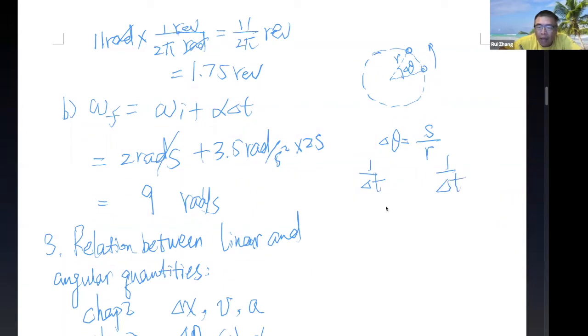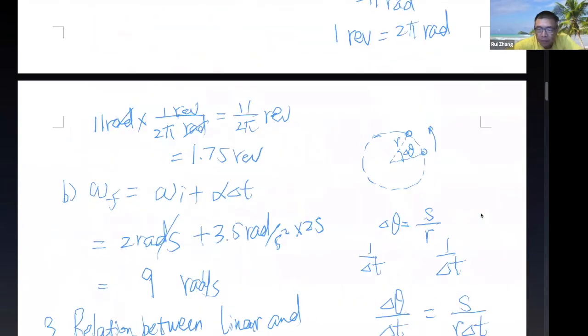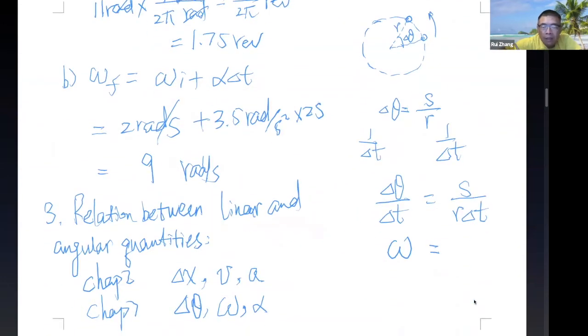So what do we get? On the left-hand side, we get delta theta over delta t. On the right-hand side, we get s over r delta t. What is on the left is simply the definition of angular velocity, so omega here. What is on the right? What is s divided by delta t? s here is the arc length that's traveled by the object, and delta t is the time it takes to travel that distance. So distance divided by time simply gives us the linear speed of this motion. So it's v here.